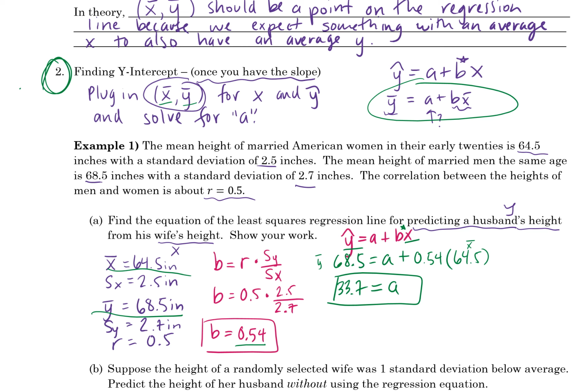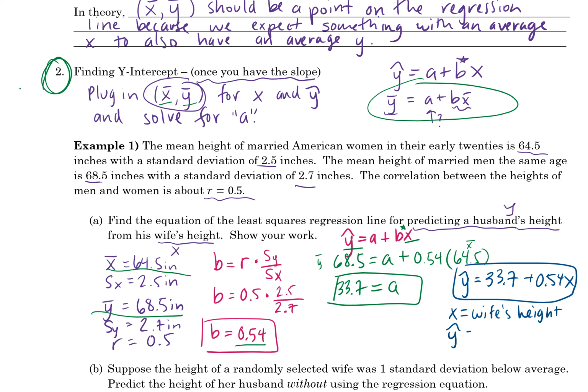So finally, they want an ultimate equation for the regression line. So again, you have a choice. You could do y hat equals a is 33.7, and then b is 0.54 x. I could write this equation and then I could define my variables. So x equals wife's height and y hat equals predicted husband's height.